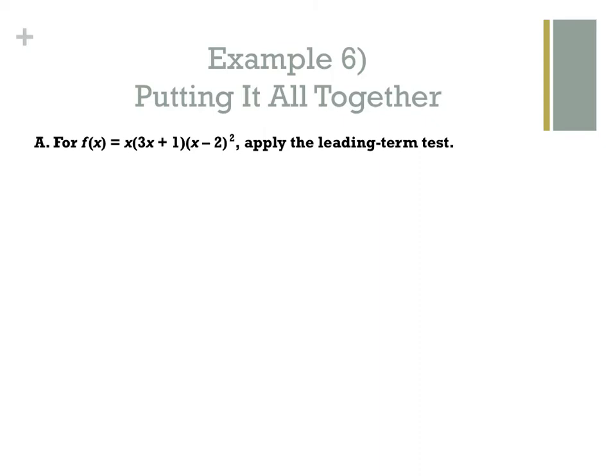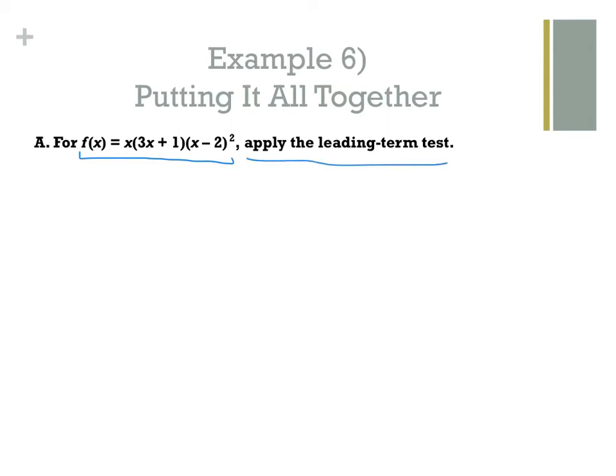Okay, in example 6, we're going to put all of this together: the leading term test, the multiplicity, and finding all the zeros by factoring. We're going to put it all together in this one example, taking baby steps towards that. We are going to look at this function f of x equals x times 3x plus 1 times x minus 2 squared, and we're going to apply the leading term test.